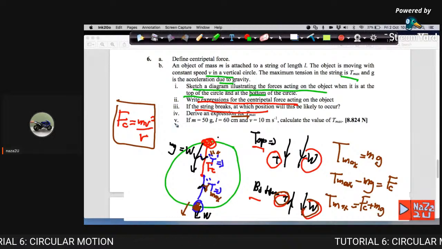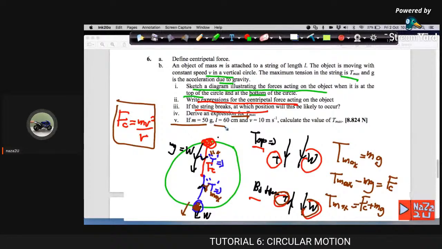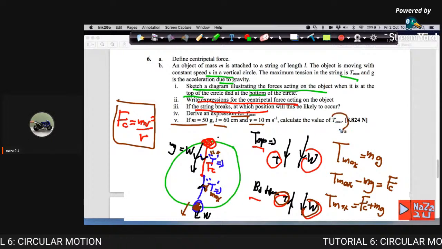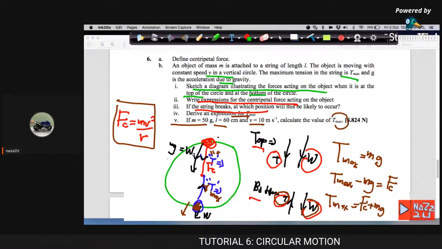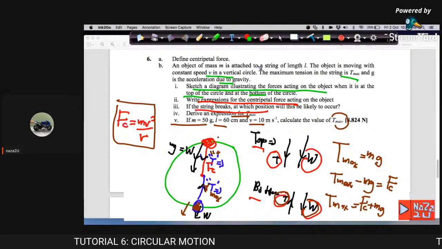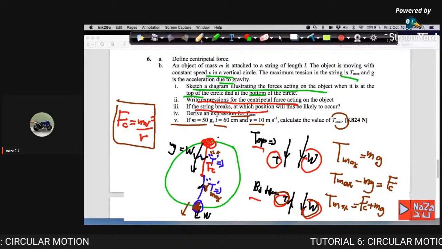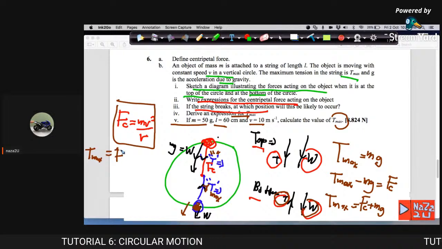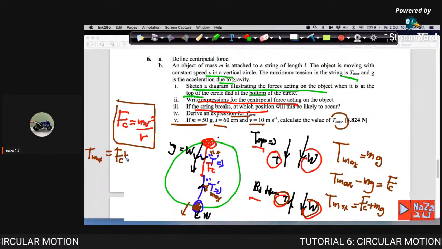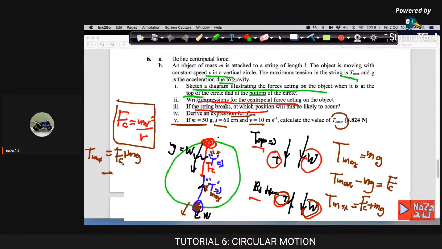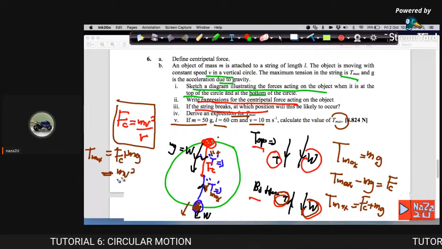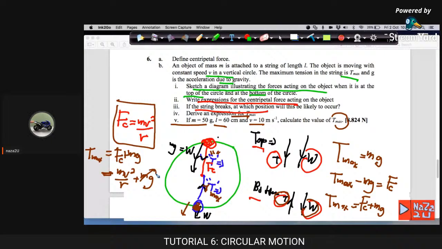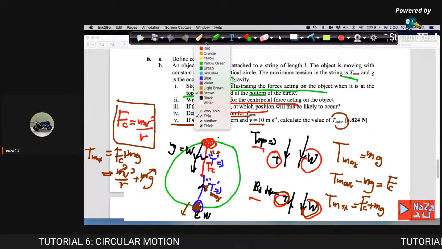Okay, so number 4, if the mass is 50, L is 60, right, and the V is 10 meter per second, calculate the T maximum. So you can use the equation here. Okay, saya lukis tak boleh tulis dekat sini. T max is equal to Fc plus mg, weight force. Fc is equal to mv squared divided by r, plus mg.